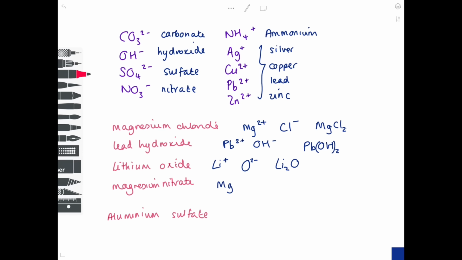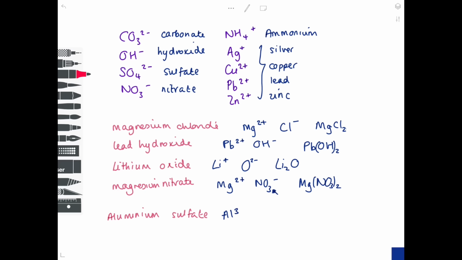Magnesium nitrate. Magnesium is in group 2, so Mg2+. Nitrate you've got to learn from the list above, NO3-. You've got a 1- charge with nitrate compared with the 2+ charge on the magnesium, which explains why you need 2 lots of that nitrate, and you need to insert brackets again. Don't touch this 3 here, that just remains part of the formula. People get confused and start moving it around. No, that is the final answer.